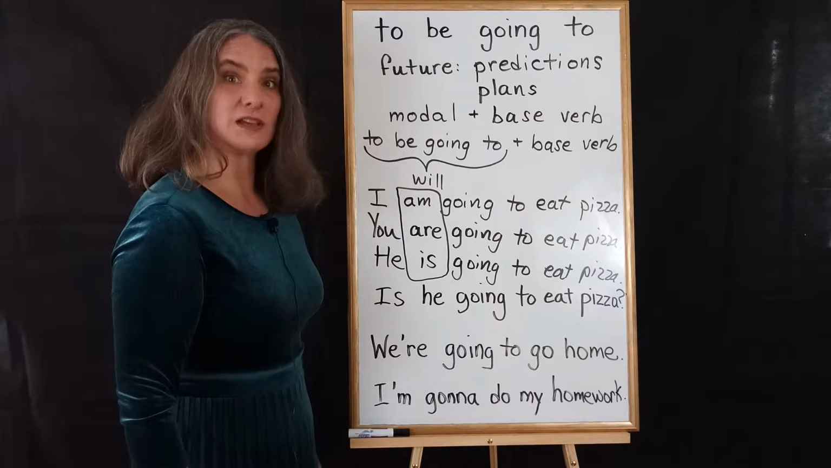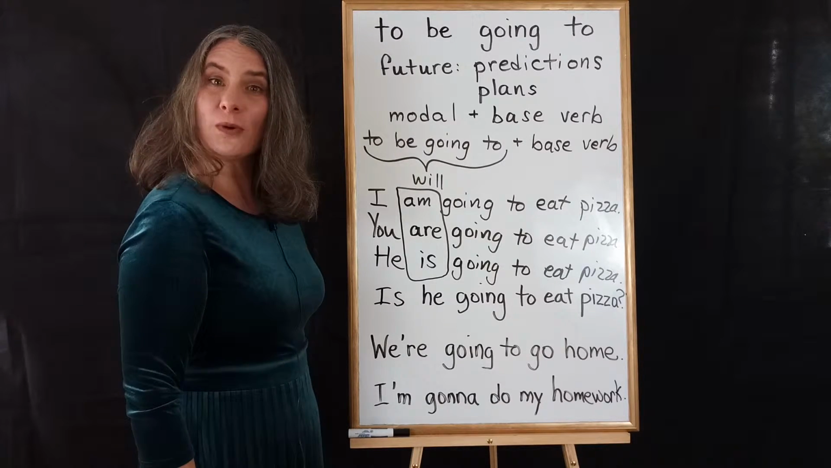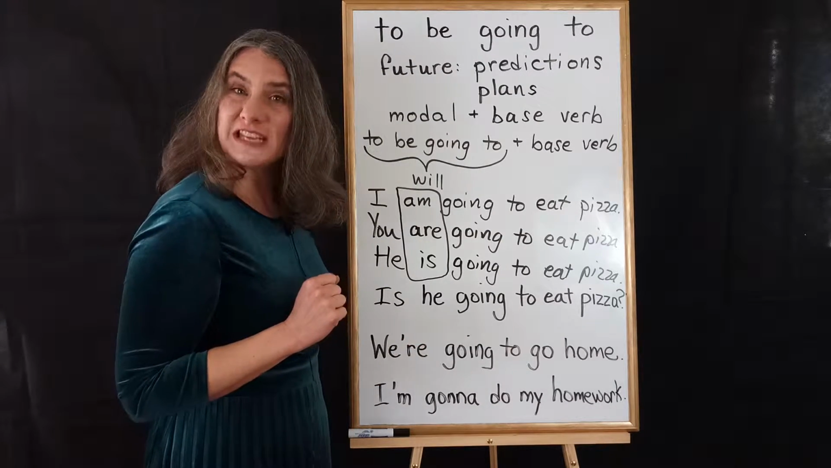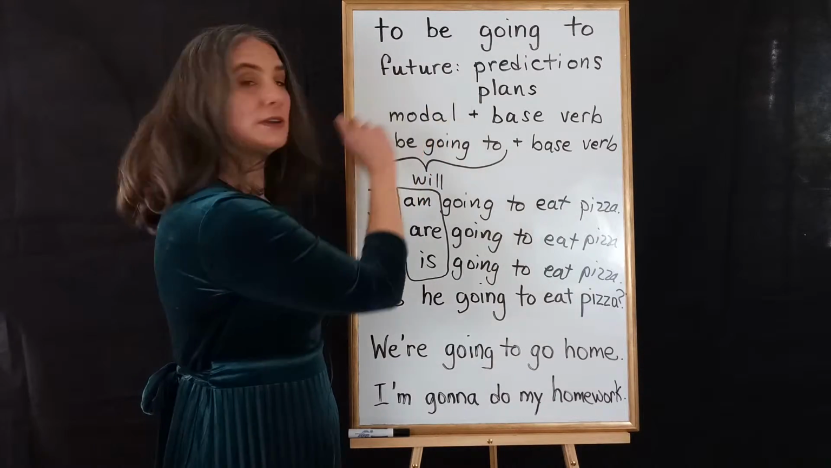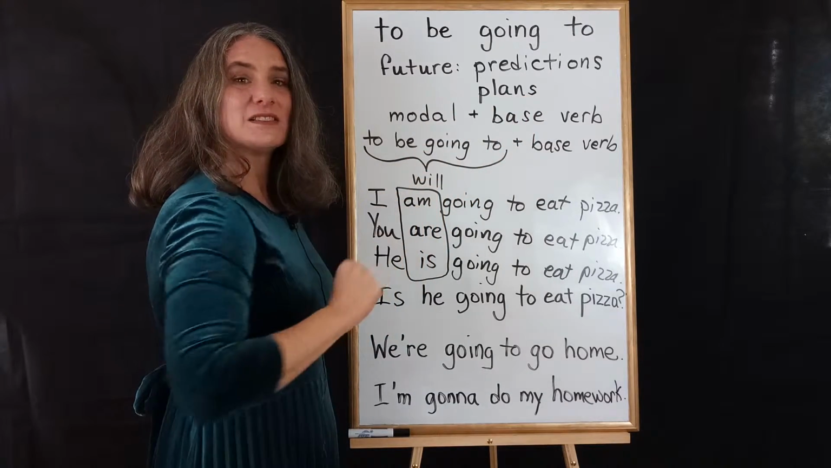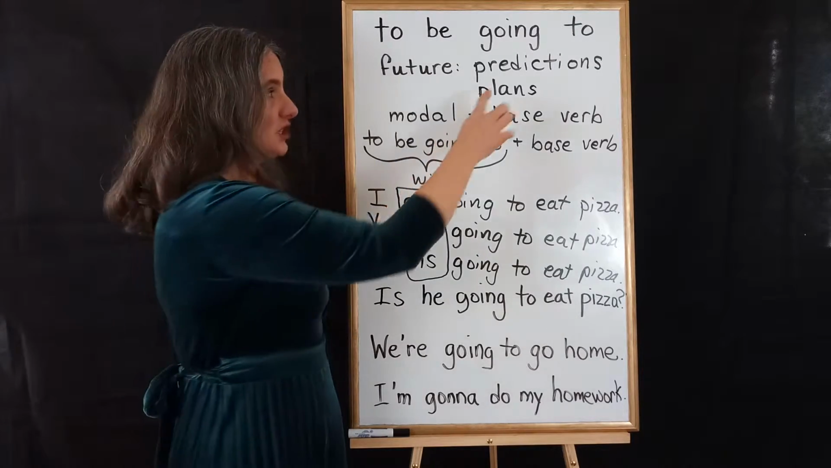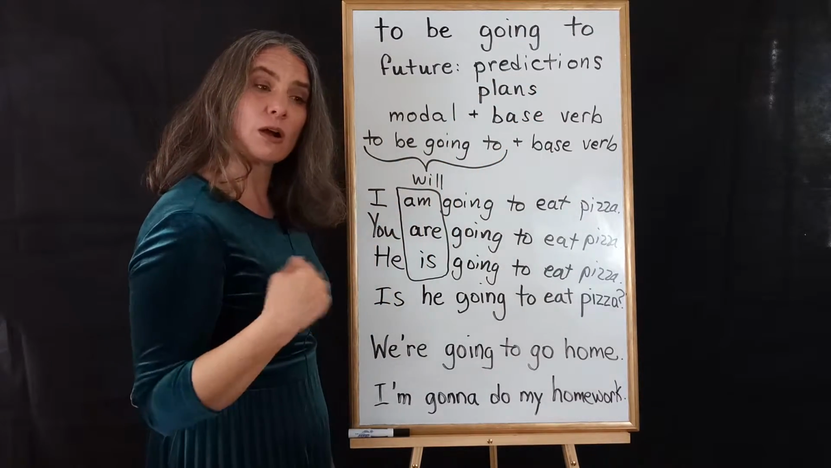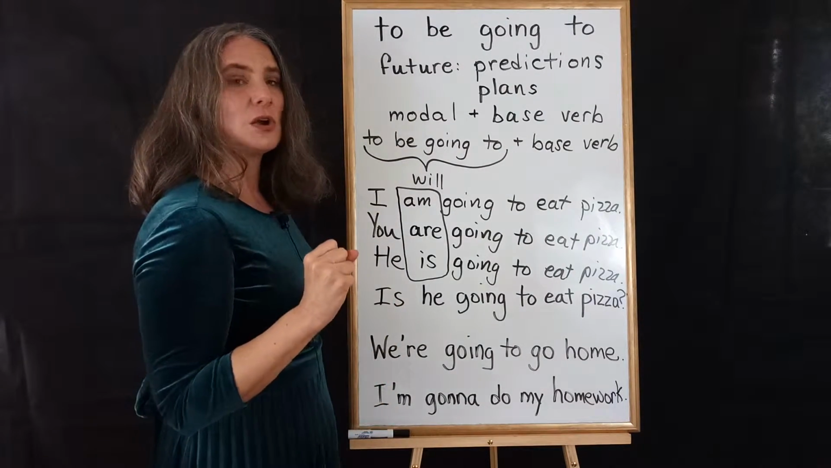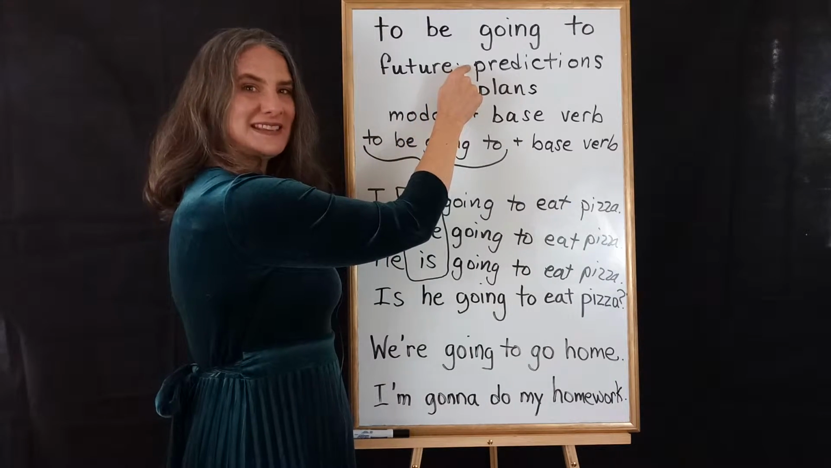Today, I'm going to teach you how to make verbs with to be going to. When I say I'm going to teach you, I'm talking about the future and I'm talking about a plan. So we can use this verb for our plan and also to make predictions. Predictions are when we talk about what we think will happen in the future. So for example, I think it's going to rain today.